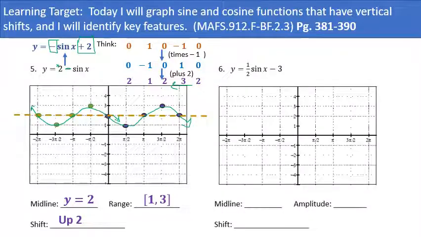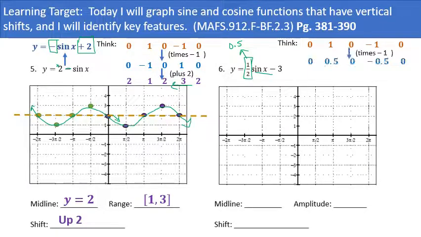Let's try number 6. Still with sine, so we're still going to think 0, 1, 0, -1, 0. Now we're going to multiply by 1/2. And just to make things easier, 1/2 is 0.5 as a decimal. That might be an easier way of thinking about it. So we're going to multiply by 1/2, sorry, I didn't change this. The dangers of copy and paste.